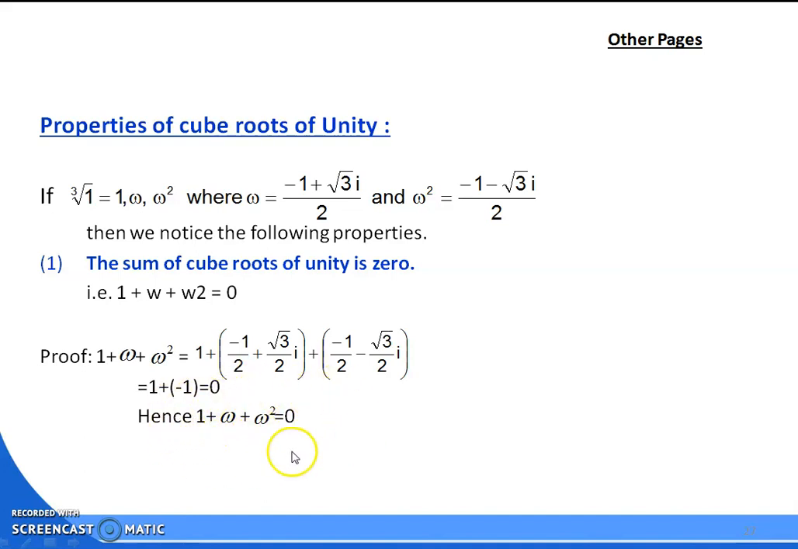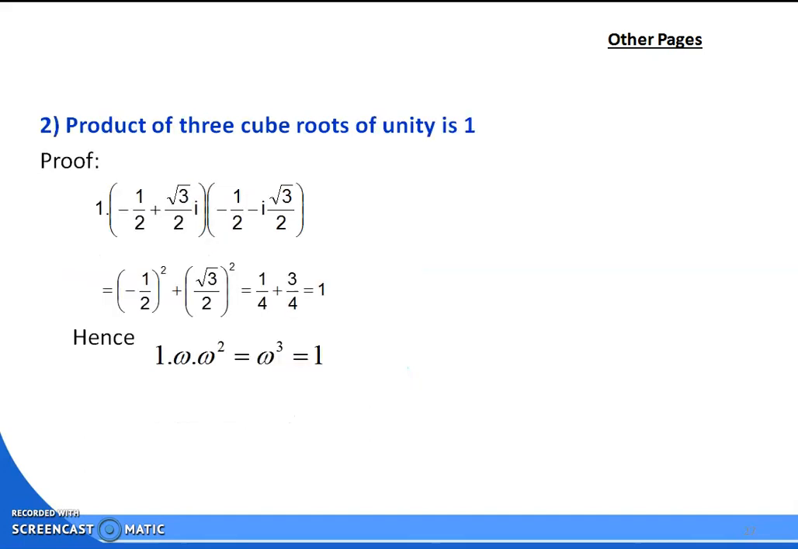Now we can learn that if the three roots are 1, omega, omega square, then their addition is equal to 0. Clear? This is the first property. The second property is that the product of the three cube roots of unity is 1, meaning their product must be equal to 1.